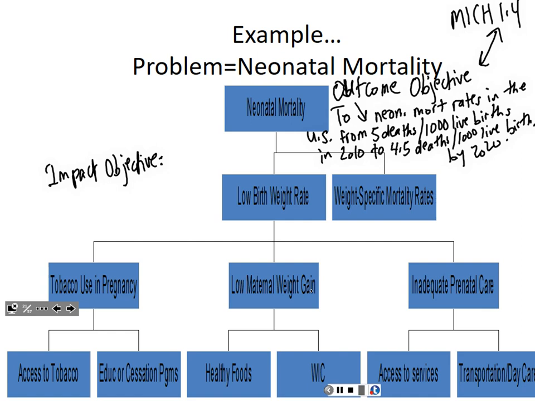So can someone help me develop an impact objective addressing the future level of low birth weight rate in the US? What's the first word in our objective? 2. At least we can do that, right? We've been doing this for an hour. What's the second word in our objective? Decrease, right? We want to decrease low birth weight rate. Anyone disagrees with that? Does anyone want to increase low birth weight rate? Okay. So to decrease what?